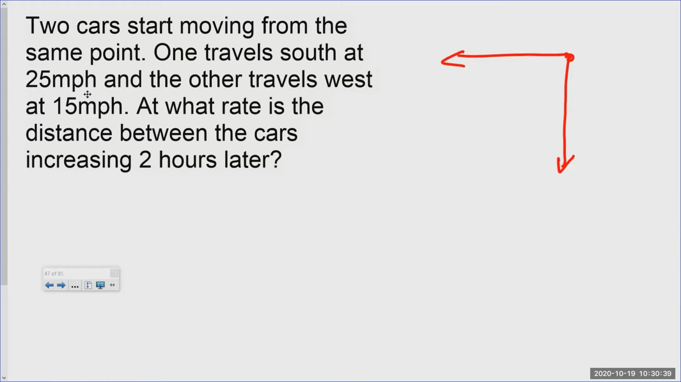One is going south at 25 miles per hour. So I'm going to call this X and this Y. And X's and Y's are distances, guys. So let's just make sure you understand. It's much easier if you make these distances. If these are distances, then the one going south at 25 miles per hour, what would that be in calculus talk if this is called Y?